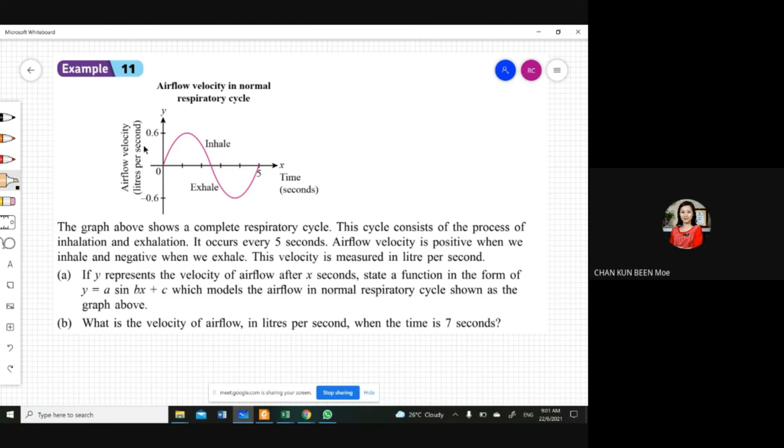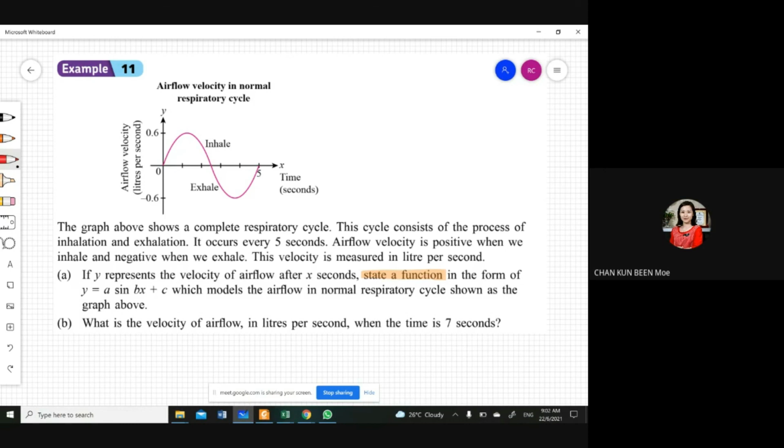Okay, so you can see the unit here, liter per second. If y represents the velocity of airflow after x seconds, set a function in the form of y equal to a sine bx plus c, which models the airflow in the normal respiratory cycle shown in the graph above. So if you look at this part here, y represents the velocity of the airflow after x seconds, so you have to set a function. How do we set a function?